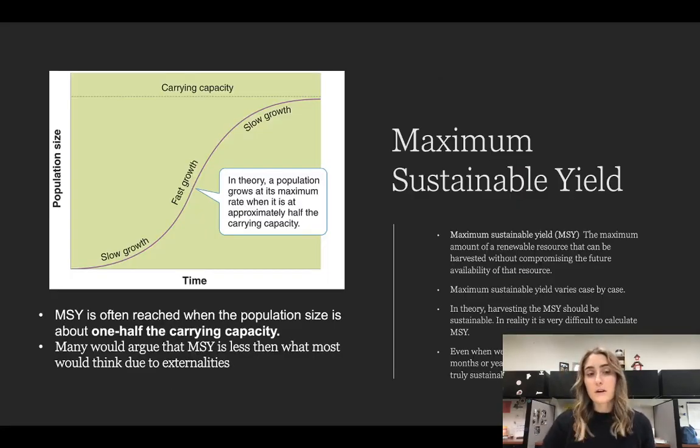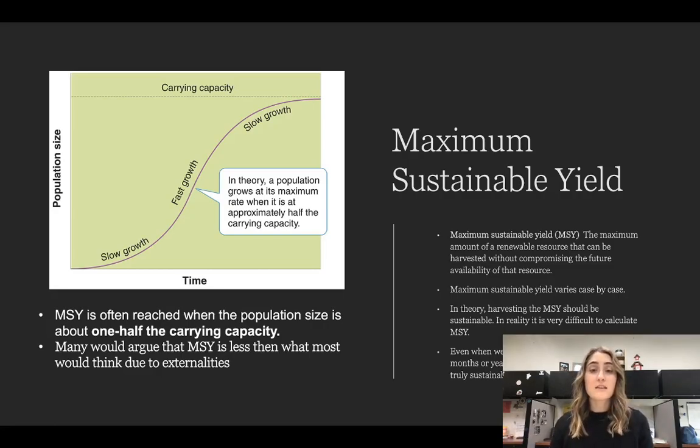So how do we determine if we're actually living sustainably? We've already sort of mentioned this term. It's called the maximum sustainable yield. Maximum sustainable yield, or MSY, is the maximum amount of a resource that can be harvested or taken without compromising the availability of that resource for future generations.